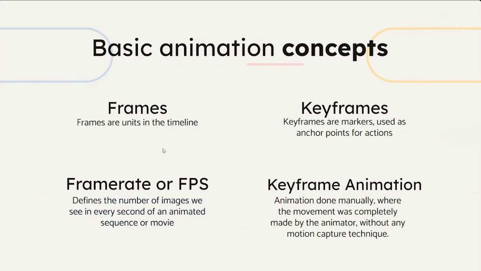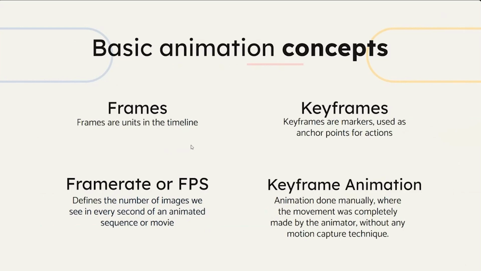The frame rate, or the FPS, is the number of images we see in every second. This defines the speed of animation. The lower the FPS, the choppier the animation will be, and the more FPS you have, the more fluid the animation will be. For our standard, we usually work with 30 FPS in Decentraland. For remotes, the default is 30 FPS.